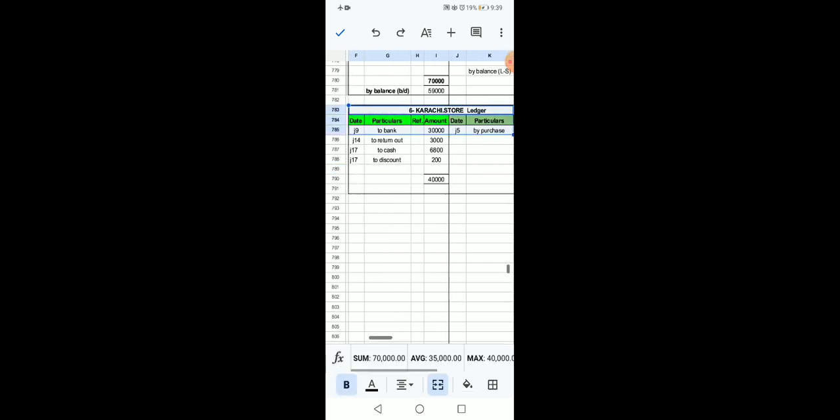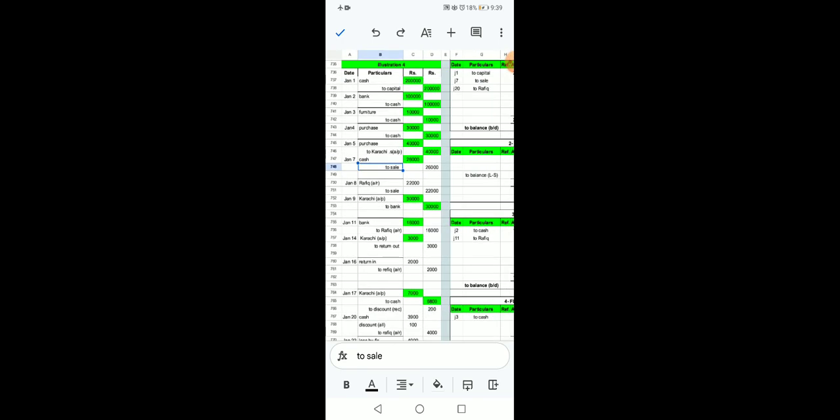Please try to understand, total of both sides was equal, so balance could not be calculated. So without calculation of balance we are moving forward, and we are considering Karachi's ledger as completed without having any balance, because balance was zero. So come back to our journal. We were making Karachi stores entry, that has been completed. It's time to make sales ledger. So next ledger would be ledger of sales.